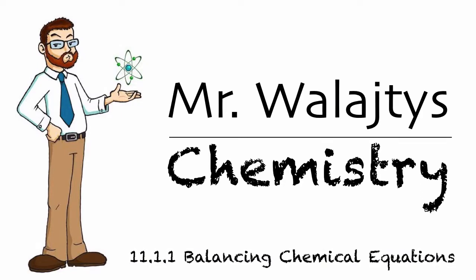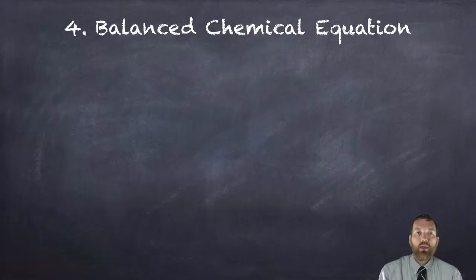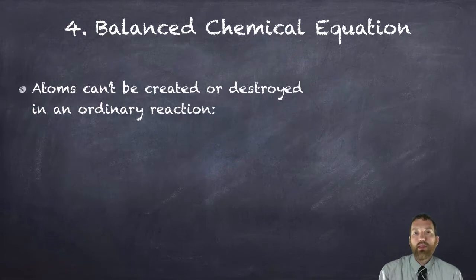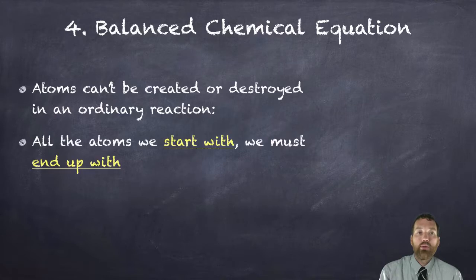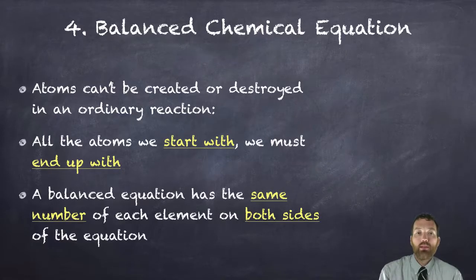Let's talk about how to balance chemical equations. So the fourth way we can represent a chemical equation is in a balanced chemical equation. It's kind of like the skeleton equations we talked about in the last section, but it is showing that the law of conservation is upheld. So we remember that atoms can't be created or destroyed in an ordinary reaction. All the atoms that we start with, we must end up with. A balanced equation has the same number of each element on both sides of the equation.